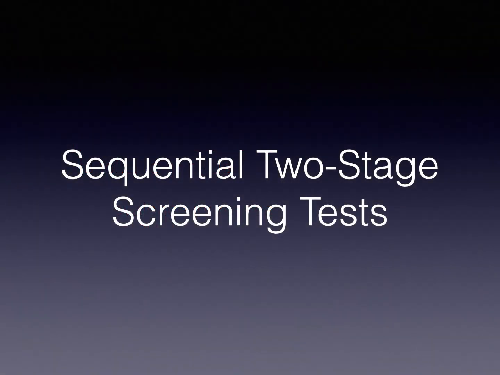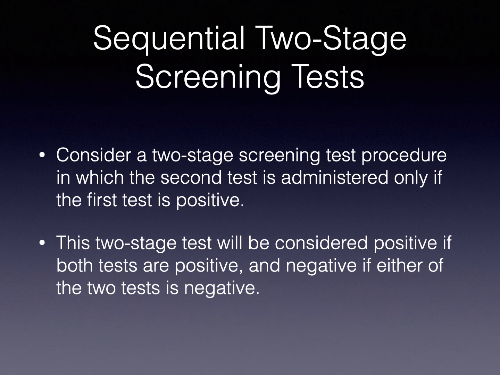Now let's look at what's called a sequential two-stage screening test. Consider a two-stage screening test procedure in which the second test is administered only if the first test is positive. So what we have in mind here is an overall screening testing procedure that involves two individual separate tests. If the first test is negative, then the second test is not done. All right, and the conclusion would be that the person does not have the disease.